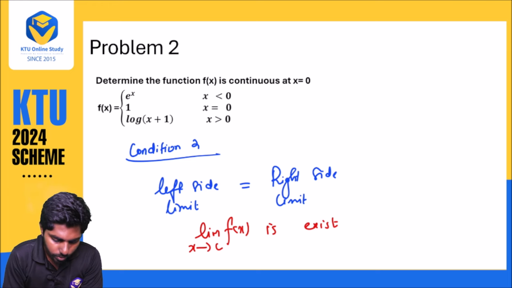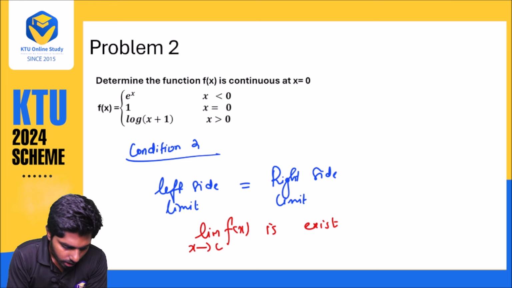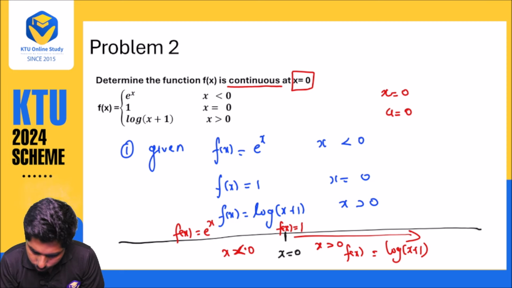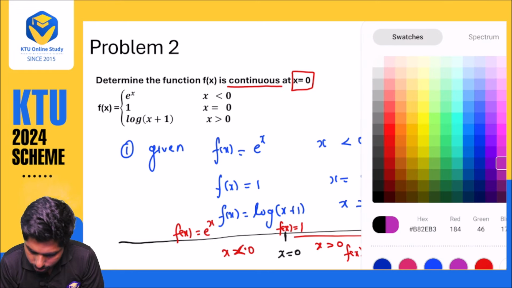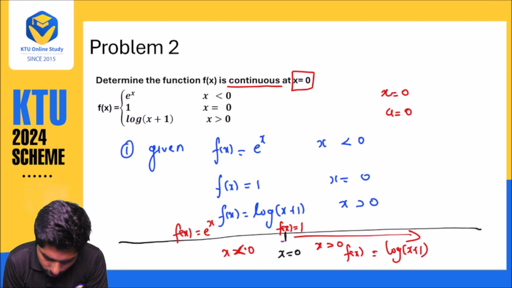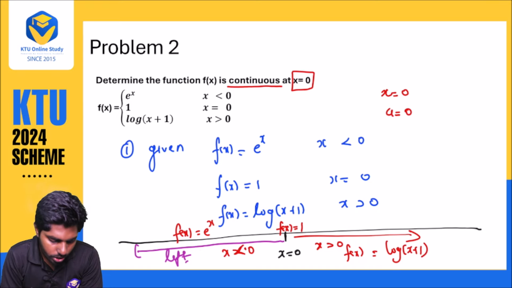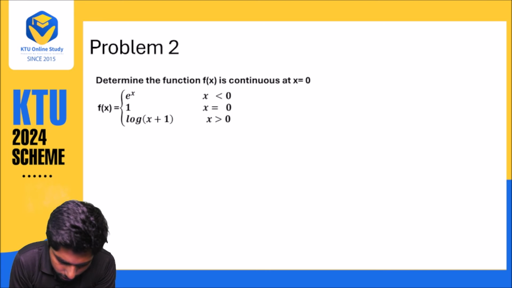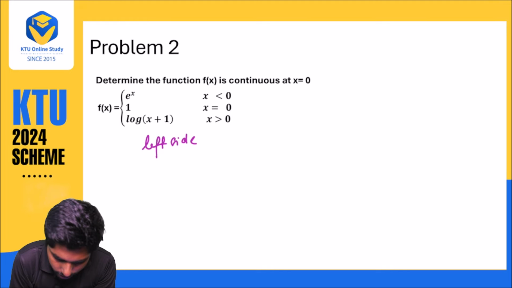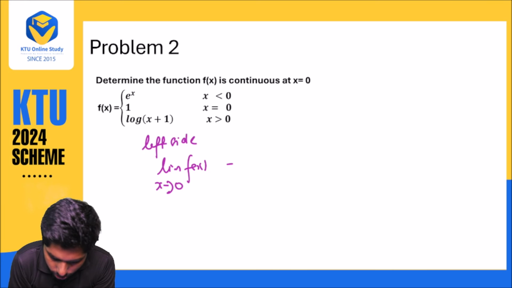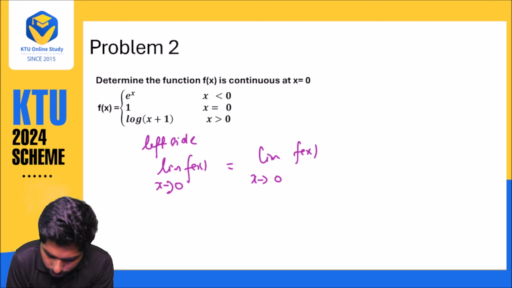For that, what do we want to do? What is the left hand side, the right hand side? Here we have drawn the diagram. This is the left hand side. On the left hand side, f of x is equal to e power of x. That is, limit f of x as x approaches 0 is equal to limit as x approaches 0 of f of x. This is the right hand side.